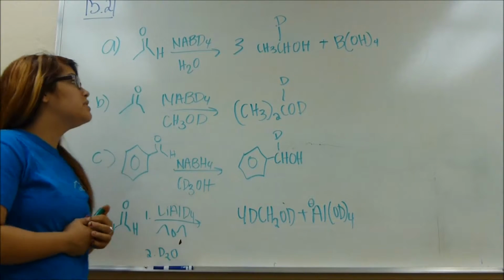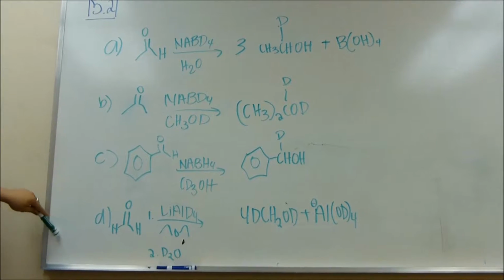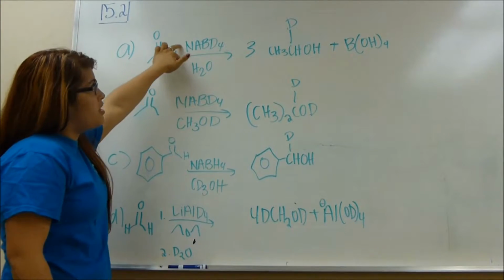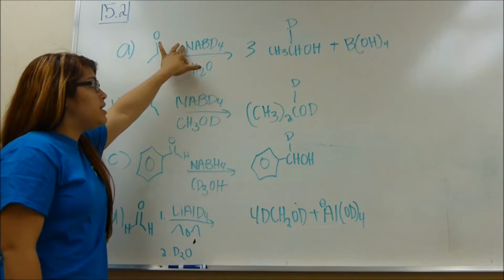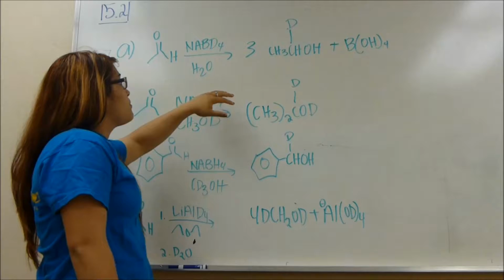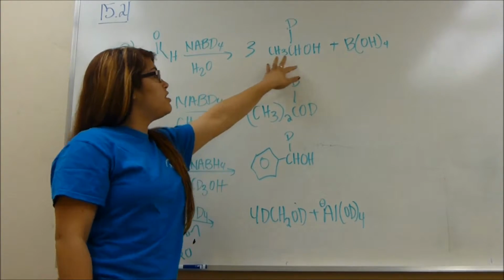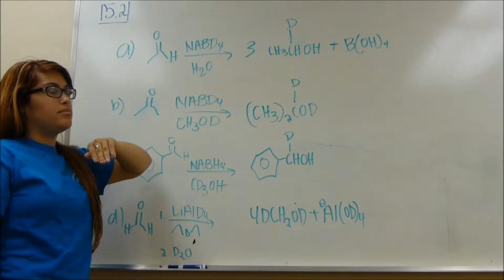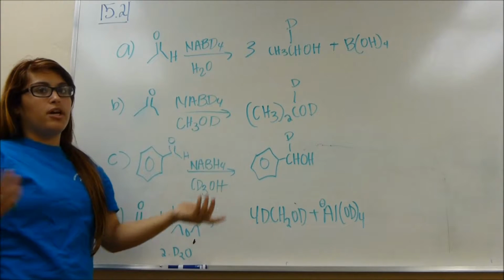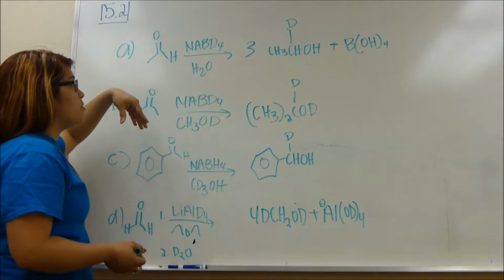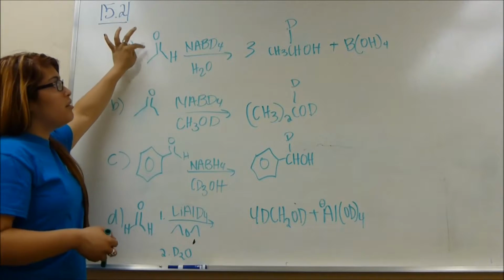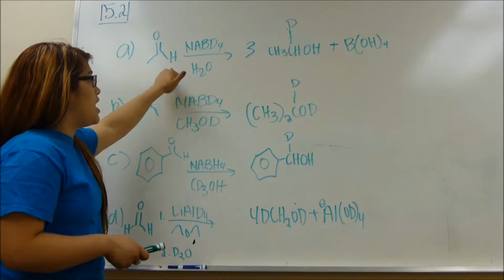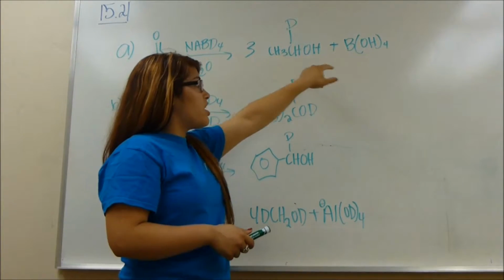Okay, so right here we have 15.2. We have A through D. I already wrote out all the reactions and we're just going to go through them. This first one has an aldehyde with NaBD4 and H2O. And so it's going to give you this right here. NaBD4 is like sodium borohydride, so it reduces it as well. But instead of having an H where the carbonyl is, it's going to have a D, and then it's going to have the hydroxyl group at the end. So you can see this right here. And this is your side product.